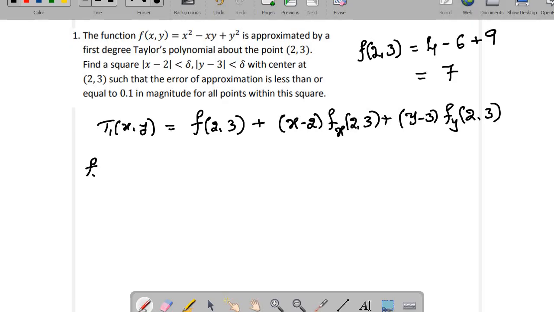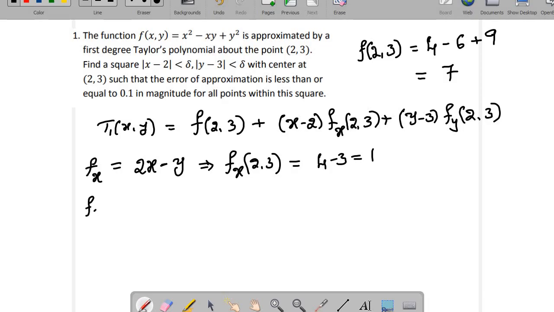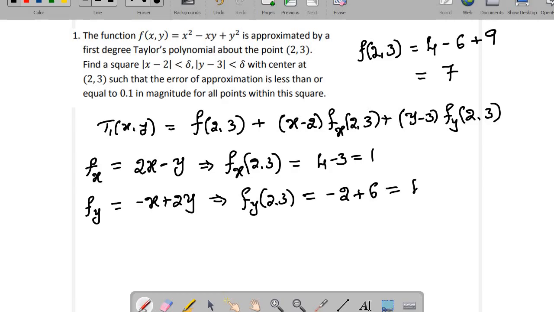Next, let's find fx. fx would be 2x minus y. So fx at (2, 3) gives you 4 minus 3, which is 1. And fy would be negative x plus 2y, so fy at (2, 3) is negative 2 plus 6, which is 4.